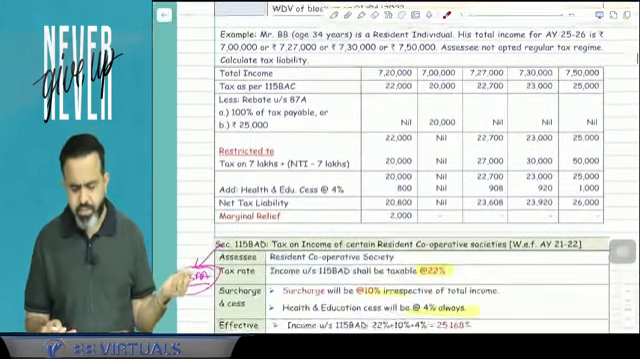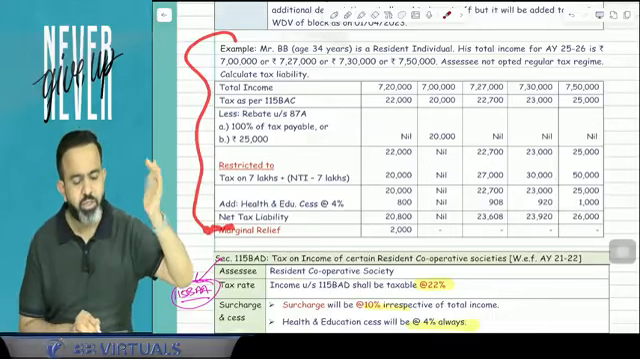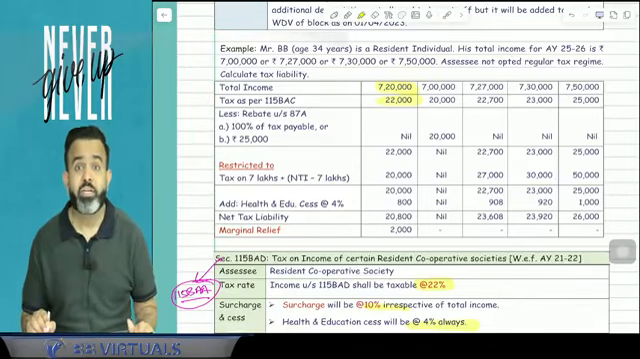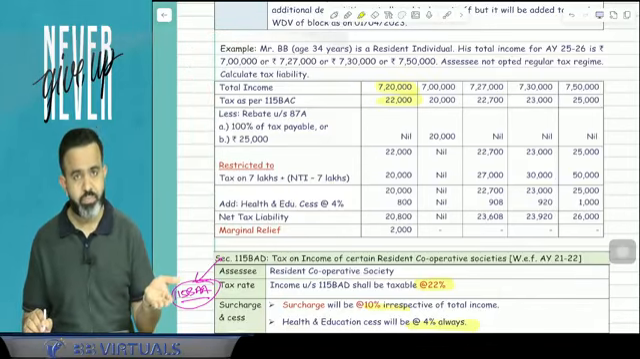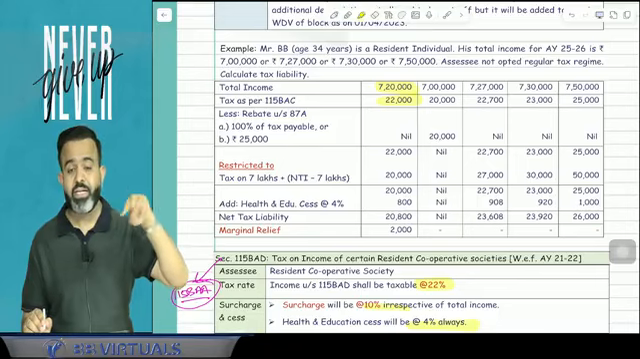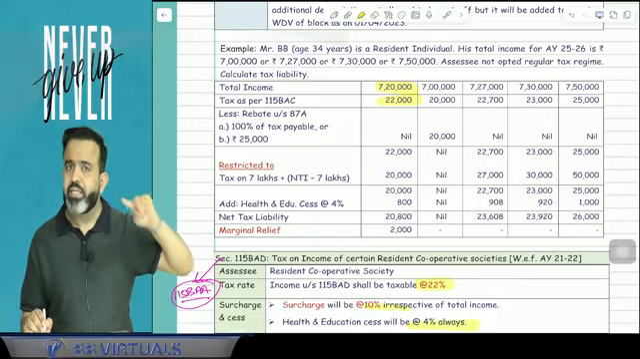How will you get the marginal relief? So guys, here certain examples are given. If you check the example, you will be able to understand. Here, your income is 7 lakh 20,000. So on 7 lakh 20,000, your tax is 22,000. Now guys, rebate under section 87A is not available because your income is more than 7 lakh. But here marginal relief is available.